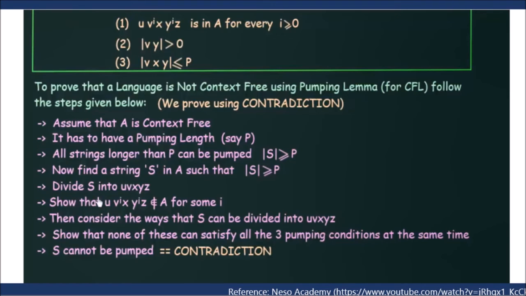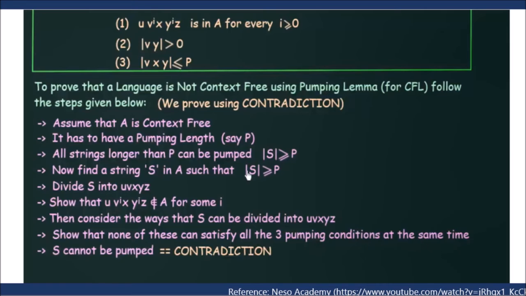So this string S, when you divide it into U, V, X, Y, and Z, there are many ways in which you can divide it into these 5 parts. So consider all the ways in which you can divide the string S into these 5 parts, and after you find them out, show that none of these can satisfy all the 3 pumping conditions at the same time.